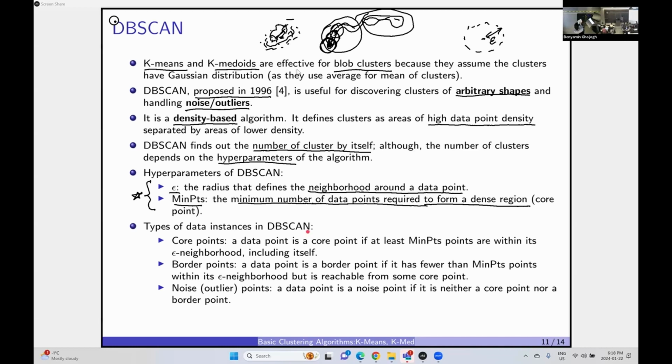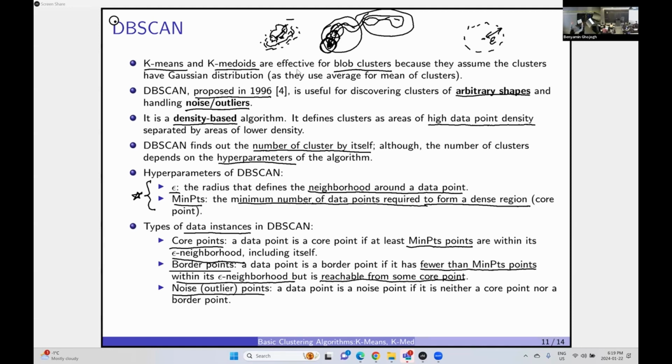Types of data instances in DBSCAN. Some of the points are core points, some are border points, and some are noise or outlier points. A data point is a core point if at least the minimum number of points are within its epsilon neighborhood, including itself. A border point is a data point which has fewer than the minimum number of points within its epsilon neighborhood, but it is reachable from some core point.